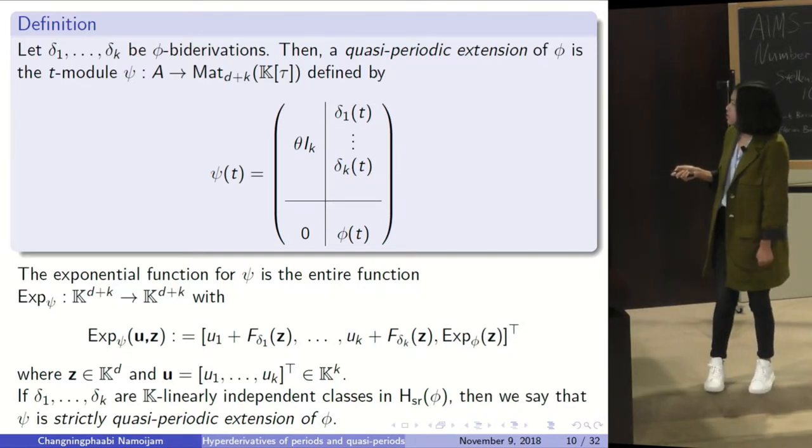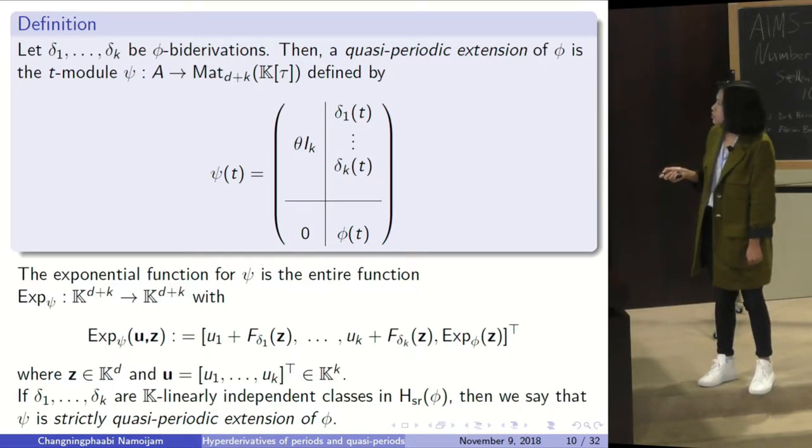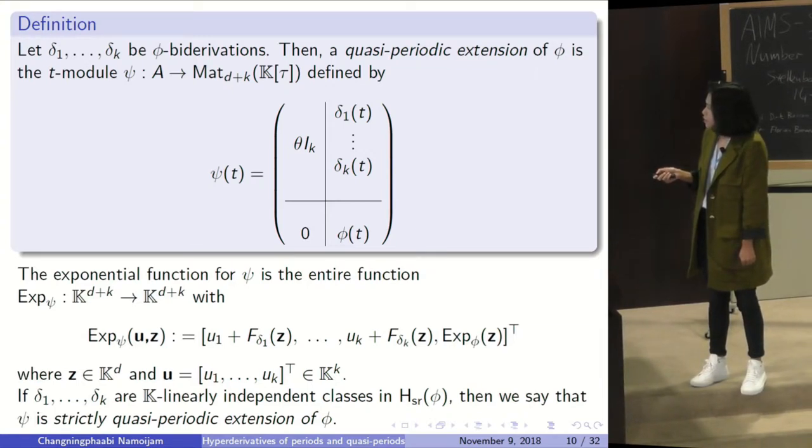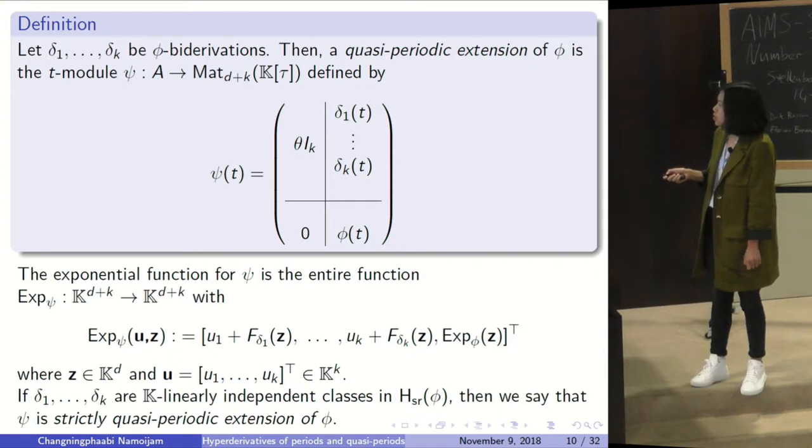So the exponential function of this quasi-periodic extension is going to be like this, where in the lowermost d entries, it's going to be the exponential function of phi applied to z, and then in the first k entries, it's going to be my u1 plus the corresponding quasi-periodic function of delta 1, delta 2, and so on.